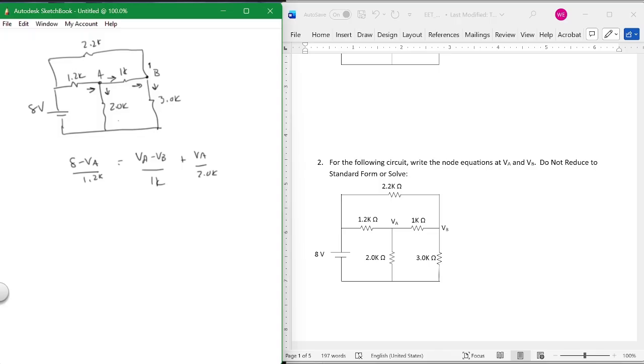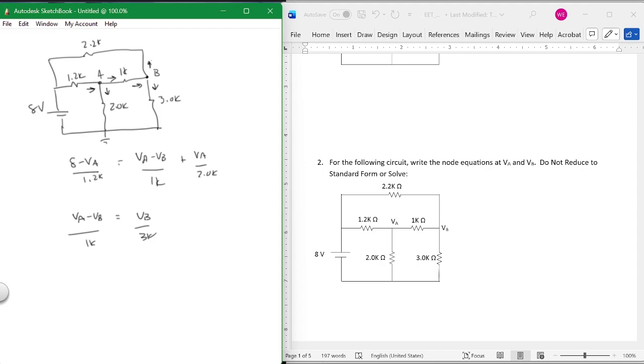You say, well, you drew arrows in a certain way. You can draw them the other way. You can draw them other ways, but you have to satisfy that the current in is equal to the current out. So basically, in this case, current in is VA minus VB over 1K, equal to VB over 3K. This is ground, or 0 volts, plus VB.